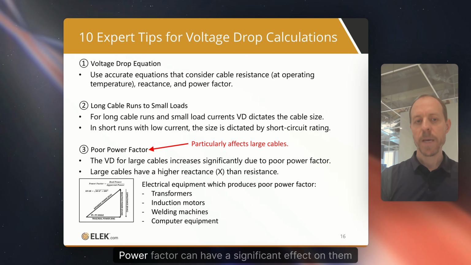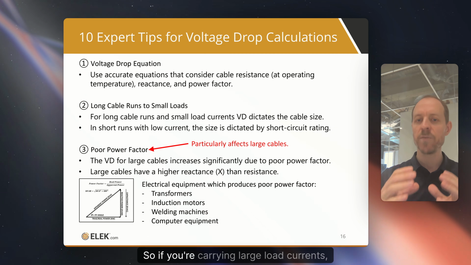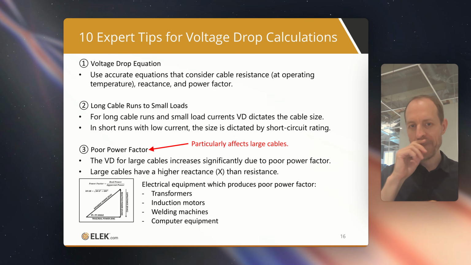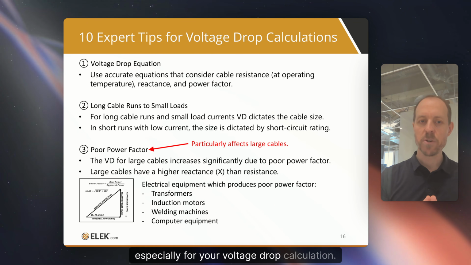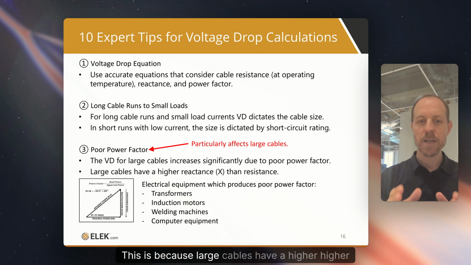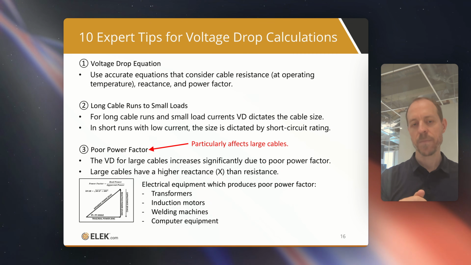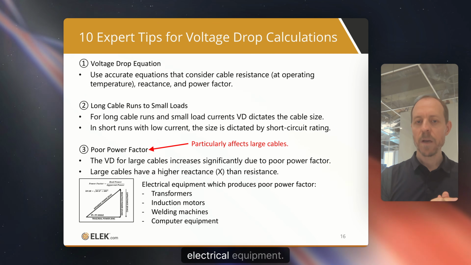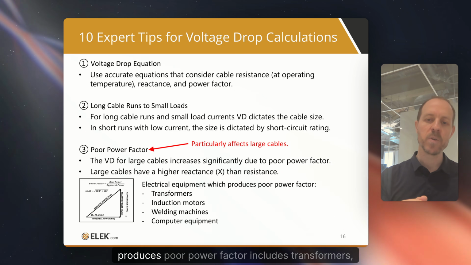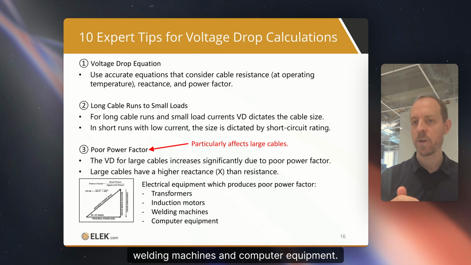Power factor can have a significant effect on the minimum cable size, especially for large cable sizes. So if you're carrying large load currents, the assumed power factor is very important, especially for your voltage drop calculation. This is because large cables have a higher reactance than resistance. Therefore, power factor has a big impact on their impedance. Just remember that electrical equipment that produces poor power factor includes transformers, induction motors, welding machines, and computer equipment.